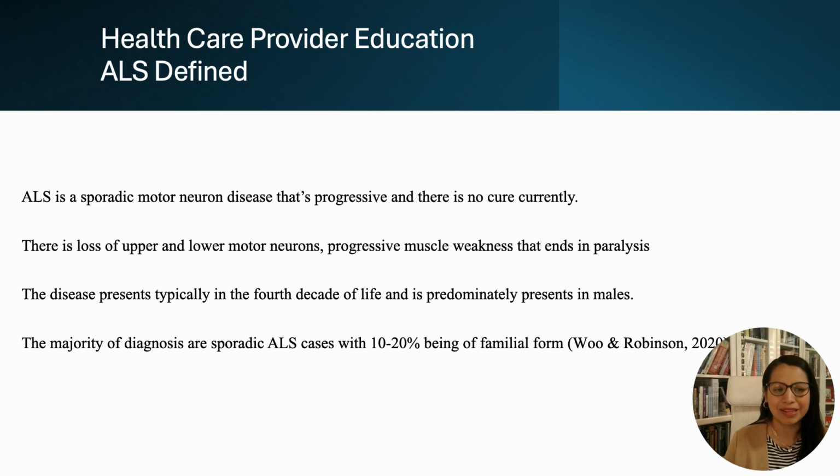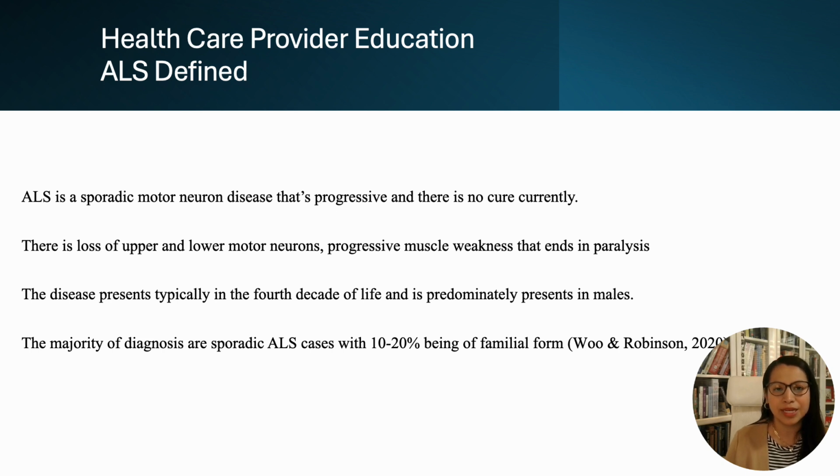So what is ALS? So ALS is a devastating neuromuscular disease. It affects both the lower and upper motor neurons, and it progresses with muscle weakness, and essentially it ends in paralysis. This disease can present anywhere from 40 to 70 years old, but predominantly in the fourth decade of life. And it is mostly in males. However, females do get ALS.